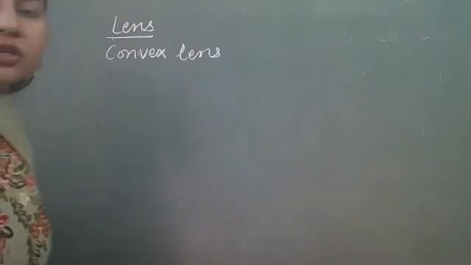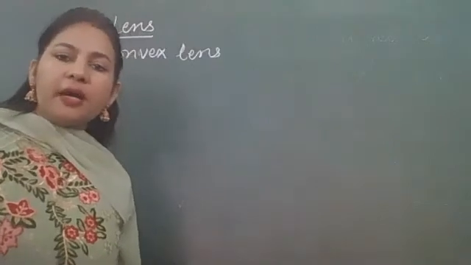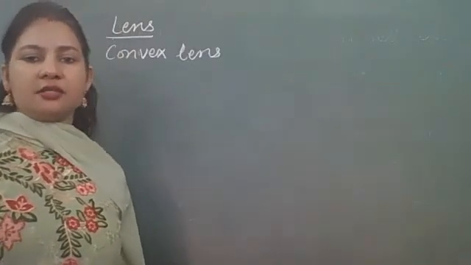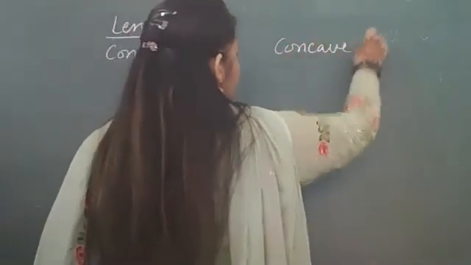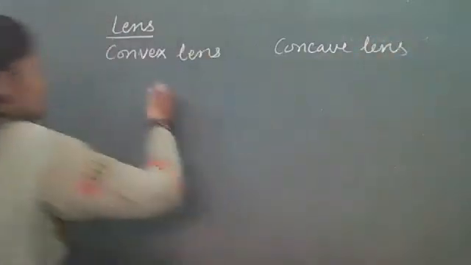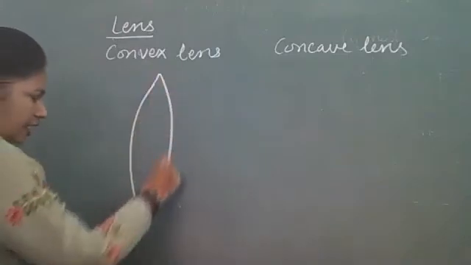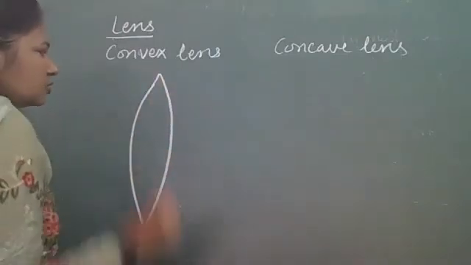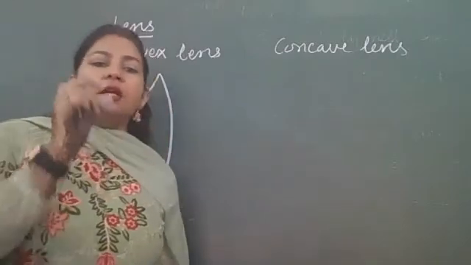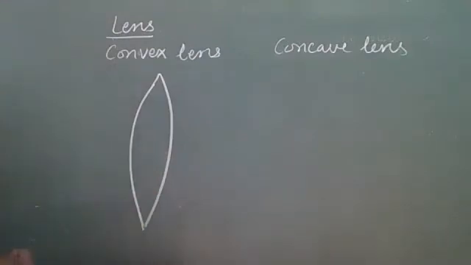I repeat the definition of lens once again. Lens is a transparent medium bound by two refracting surfaces. So there are two types of lenses, convex and concave. A lens which is thick in the middle, thin at the edges, that is a convex lens that I showed you. So you can feel it when you hold it. It is thicker in the middle, thinner at the edges. So that is a convex lens.